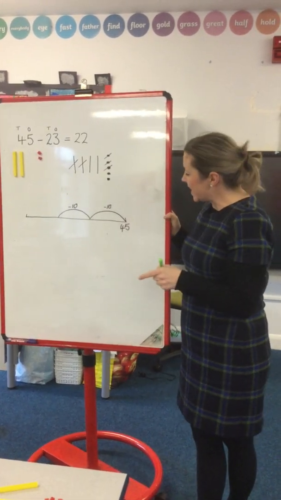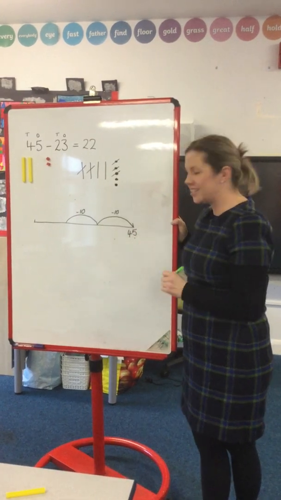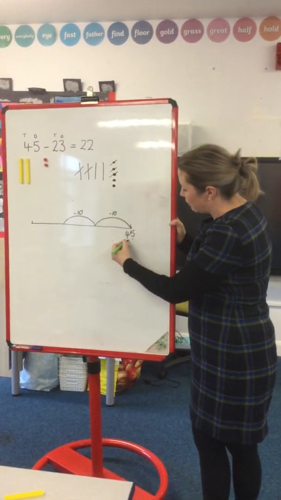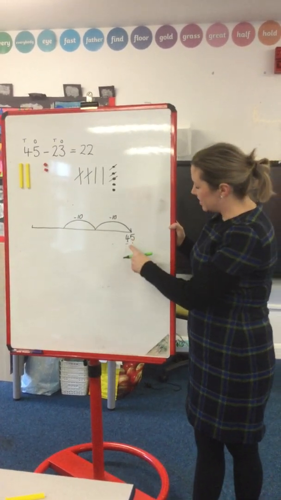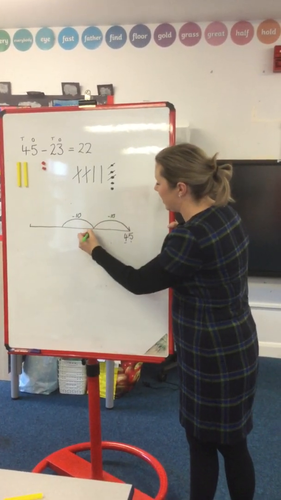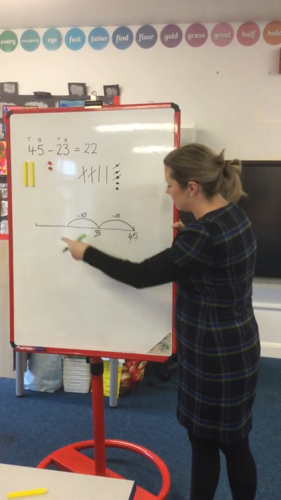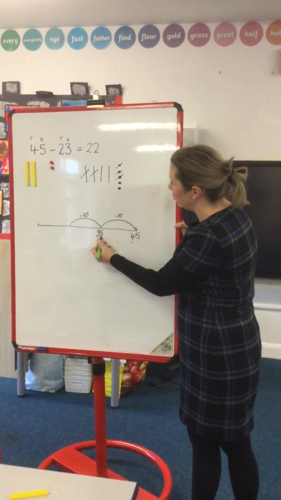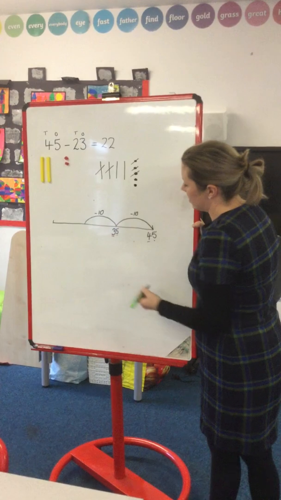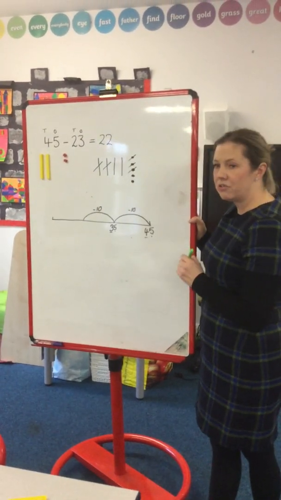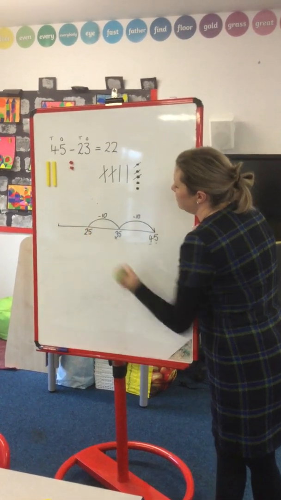So if I'm taking away a 10, then I know that the 10's digit's going to change. So 5 is going to stay the same, but I'm going to have 1 less 10. I'm not going to have 4 10s, I'm going to have 3 10s. So 10 less than 45 is going to be 35. There you go. And then I'm going to do the same thing again. So if I'm taking away a 10, the 1's digit, which is the 5, is going to stay the same, and the 3 is going to change. So 1 less 10 than 3 10s is 2 10s, which is going to give me 25.